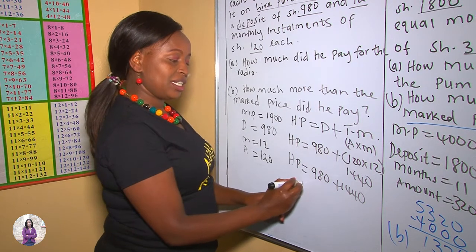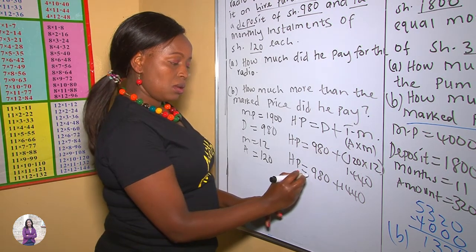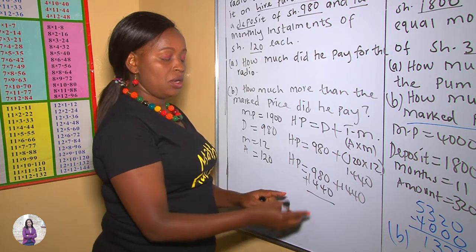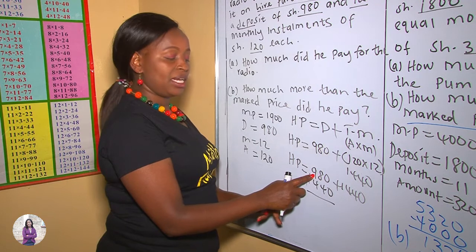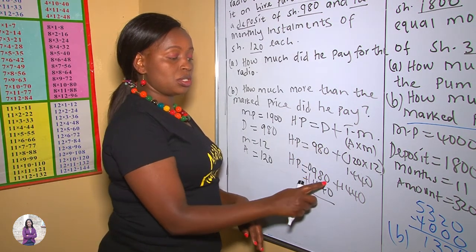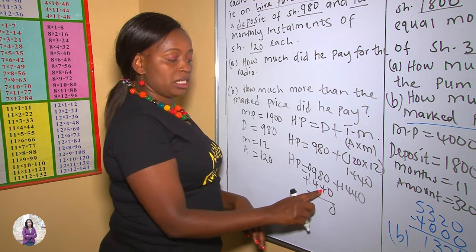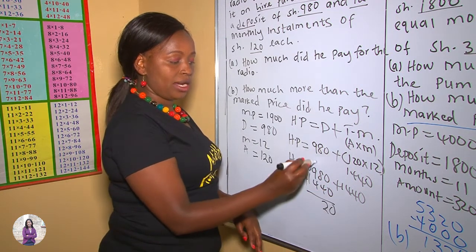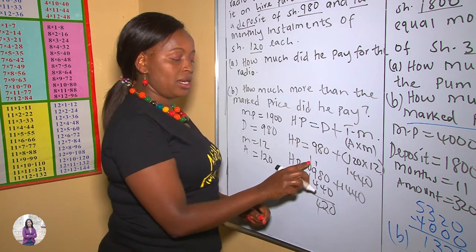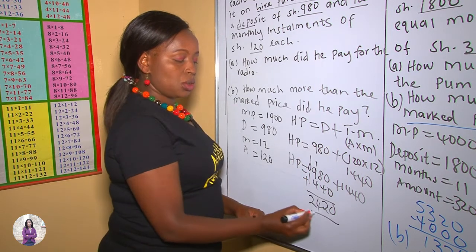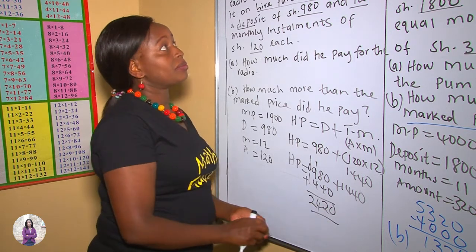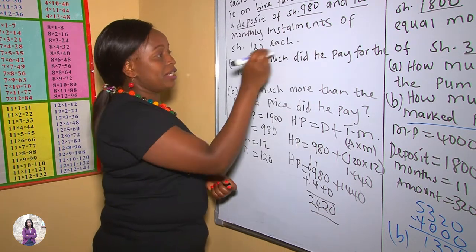So let's arrange it vertically. 1,440. When you are arranging, be careful with the place value. As you can see here, the upper number doesn't have thousands. So here we put 0 to stand in for the thousand position. So 0 plus 0 is 0. 8 plus 4 is 12. Write 2, carry 1. 1 plus 9 is 10. 10 plus 4 is 14. We carry 1. 1 plus 1 is 2. So in total, he paid 2,420.